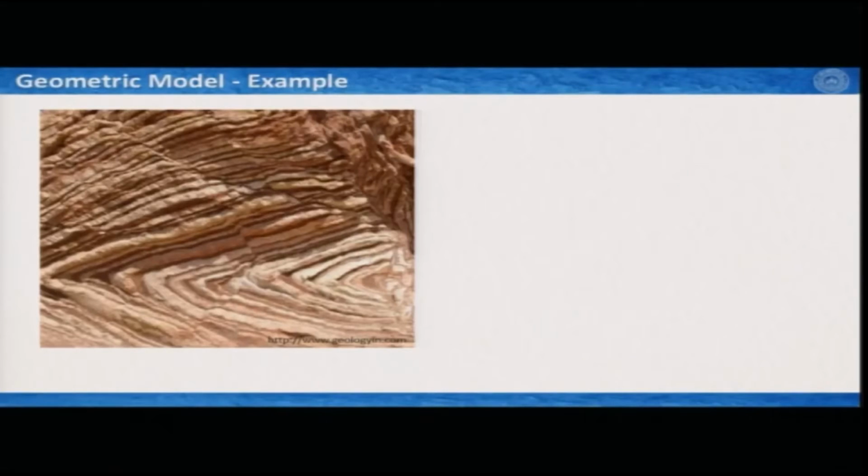Okay, so let us start with the geometric model. If you remember, in the last lecture I talked about fold, and this is a fold. What we see here, these light yellow and dark brown alternate layers, these are folded. And the thickness of these layers did vary during the deposition and it remained intact while it got folded.